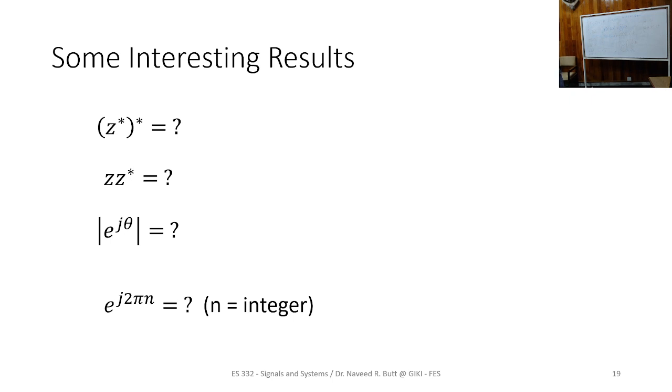So e to the j theta is cos theta plus j sin theta. We already saw that the modulus means take the square of the real part plus the square of the imaginary part without the j, of course, and square root. Yes. So cos square theta plus sin square theta, square root is of course 1. Yeah. So yeah. Last one. N is any integer.